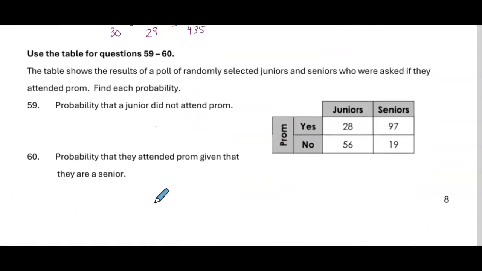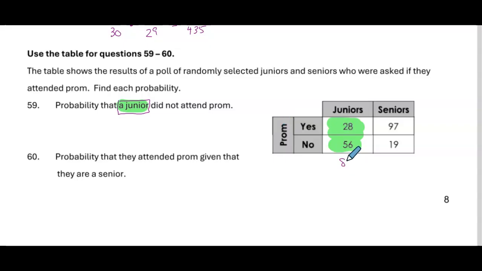Okay, so this last part on this page is dealing with conditional probability. So I want to find the probability that a junior did not attend the prom. So I'm specifying that we are dealing with the juniors here, right? So because of that, I am only focusing on the juniors to solve this problem, right? And then of those juniors, I want to know which ones did not attend the prom.